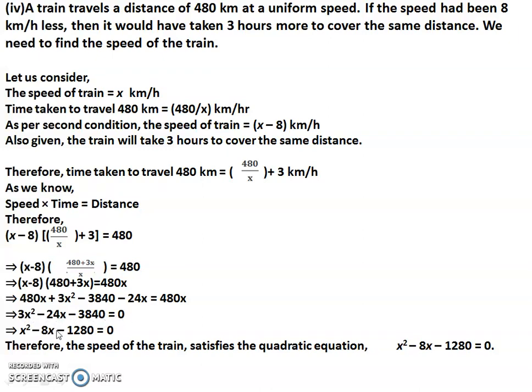Then how did I get this final equation? I took out 3 from this. Here you can see 3 is a common term. So I divided the whole equation using 3. So the final equation which I got is x square minus 8x minus 1280 equal to 0. That is the final quadratic equation which satisfies the condition given in your question.